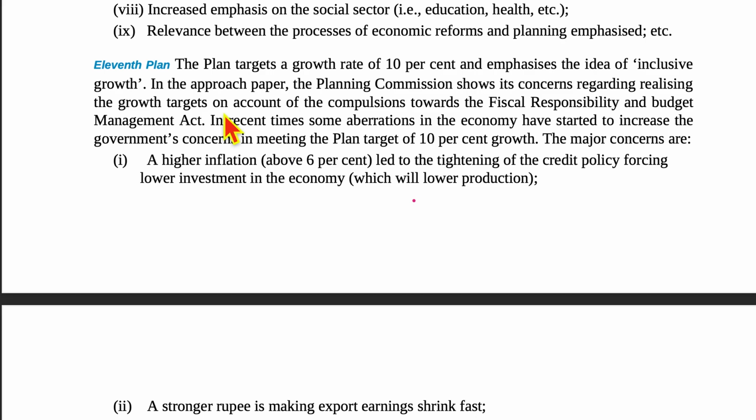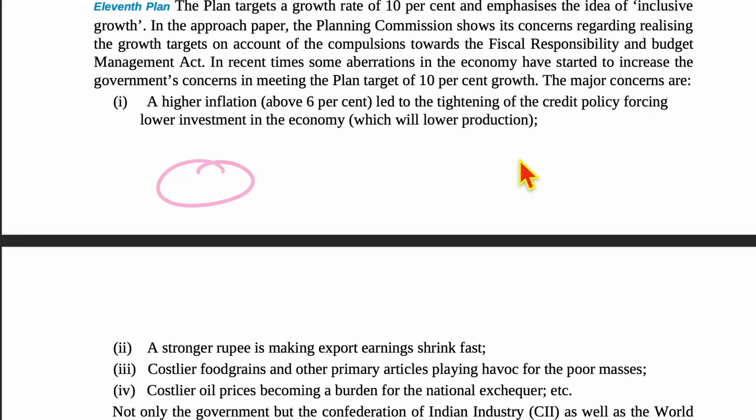Now, the 11th plan targets a growth rate of 10% and emphasizes the idea of inclusive growth. In the approach paper, the Planning Commission shows its concern regarding realizing the growth targets on account of compulsions towards the Fiscal Responsibility and Budget Management Act. In recent times, some aberrations in the economy have started to increase the government's concern in meeting the planned target of 10% growth. The major concerns are higher inflation, that is above 6%, which led to tightening of the credit policy, forcing lower investment in the economy, which lowered production.